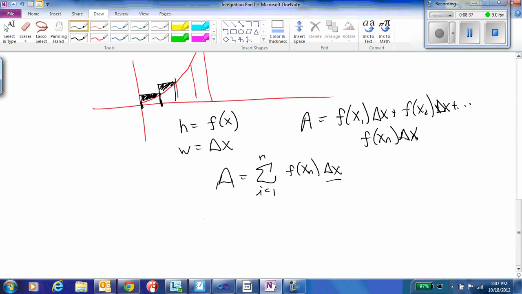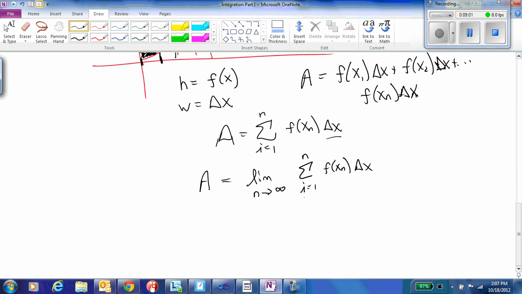But I can now get the exact representation for the area by saying that I take the limit, as n goes to infinity, of the summation from i equals 1 to n of f of x sub i delta x. If I let there be an infinite number of bars, then the width of each bar is going to become infinitely small. We learned in differential calculus that when delta x gets infinitely small, we call it the differential value dx.